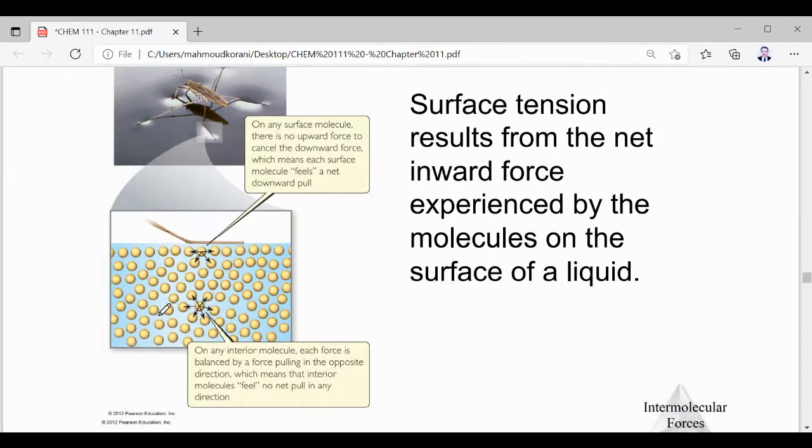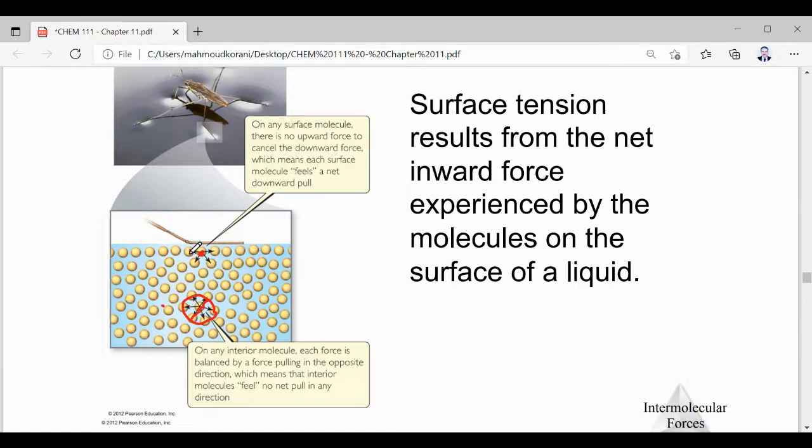Just look at two molecules, one in the bulk of the liquid. The net force on that molecule equals 0. Why? Because if this molecule is pulled in this direction, it's cancelled by the other one in the other direction. This molecule is surrounded from all directions by molecules, so it's in equilibrium. The net force on it is 0. While if you look at a molecule on the surface like this one, it's not in equilibrium. The net force does not equal 0.